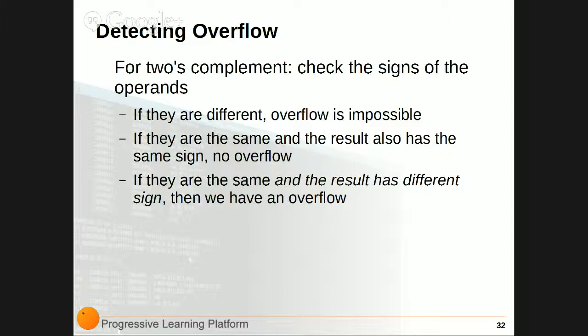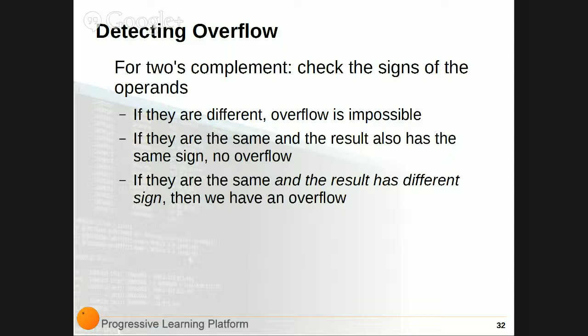For 2's complement, when you add two numbers with different signs, can you get overflow? Impossible, because the resulting value will be smaller, right? If the signs are different, you cannot have sign overflow. If the signs are the same, and the result has the same sign, then you don't have overflow. Does that make sense?